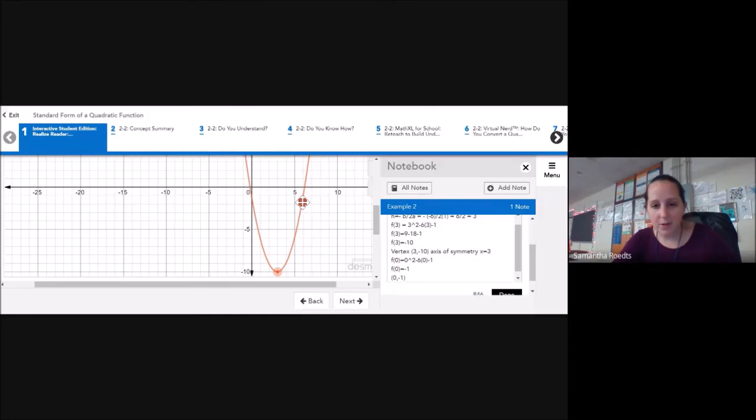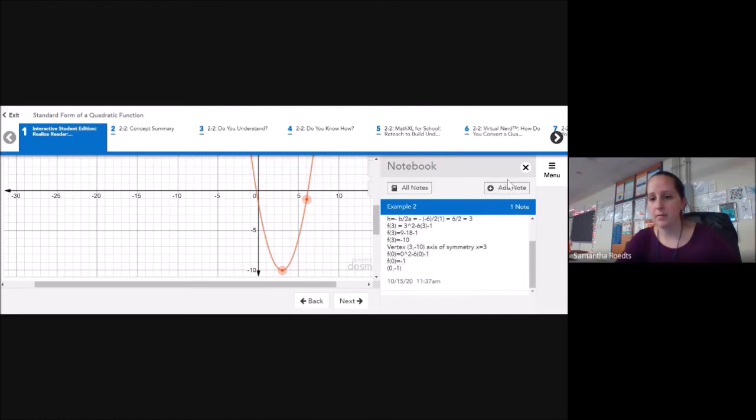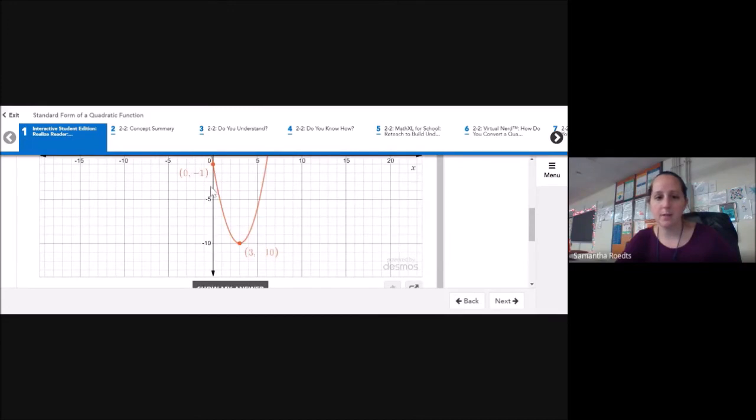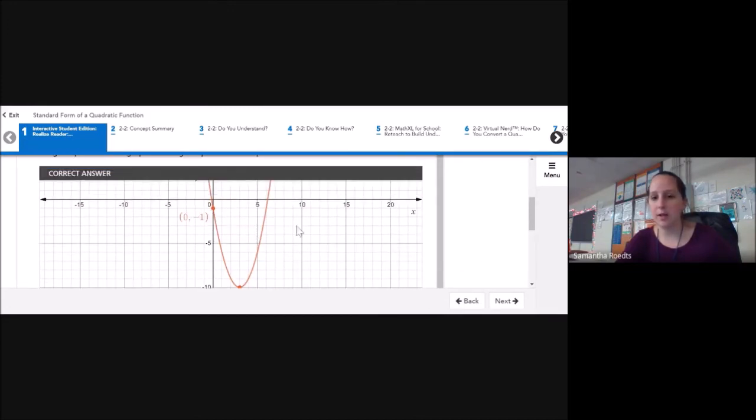It's really hard to make sure it's perfect, or as perfect as possible. There you go. Okay. So it was 3 over, 10 down, passes through 0, -1, and then it also passes through 6, -1. Check our answer. So 3, 0, -1.